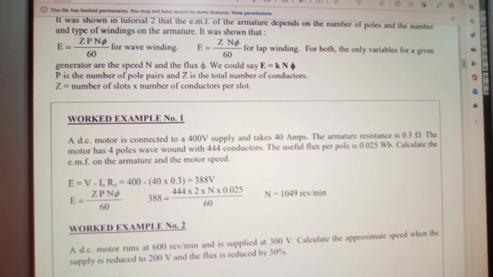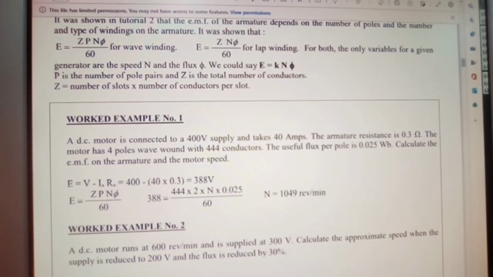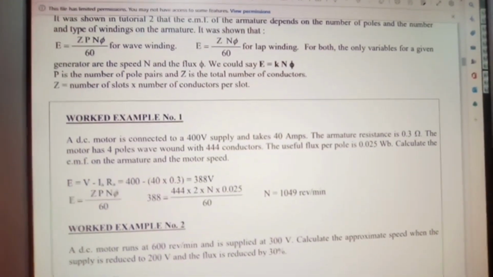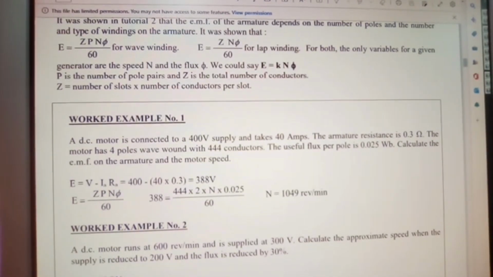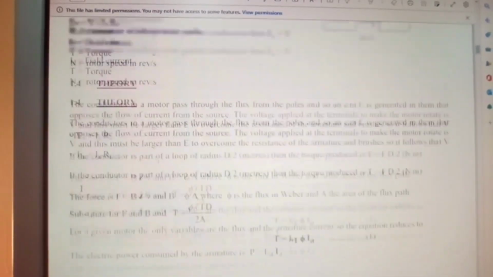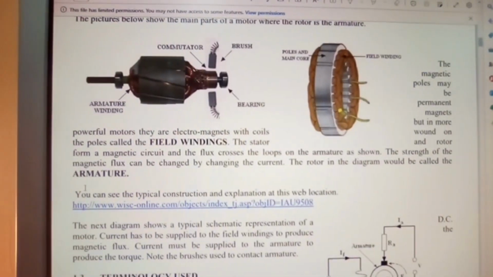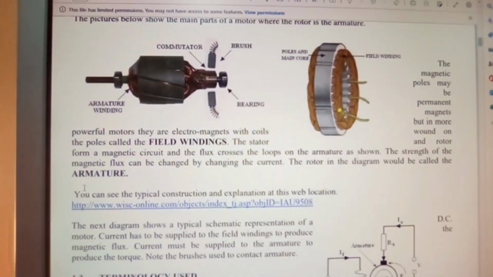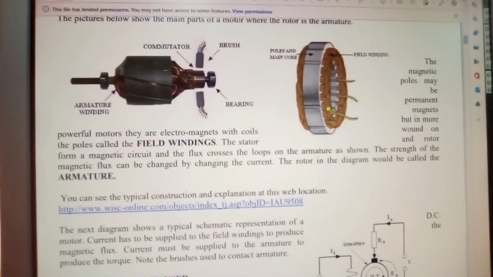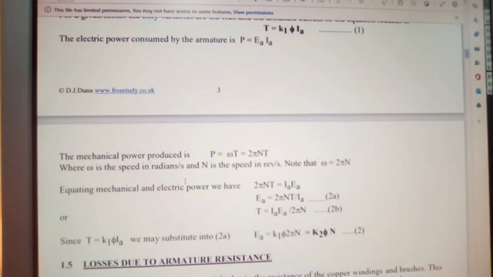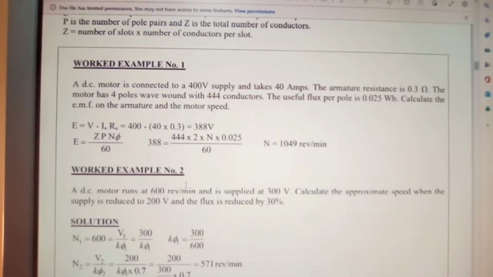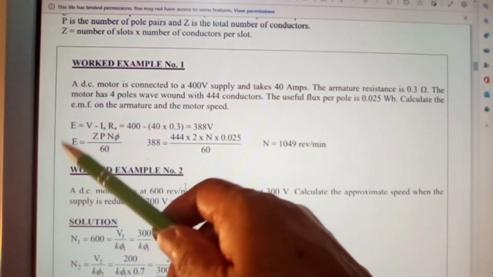Okay, we're looking for the EMF on the armature and the motor speed. So we're looking for the electromotive force on the armature. And remember what we talked about when we said armature, we were looking back at this. This is our armature, and so that's what we're looking at there. The question clearly states that. So let's go back to where we were. Now E equals V minus IA RA.